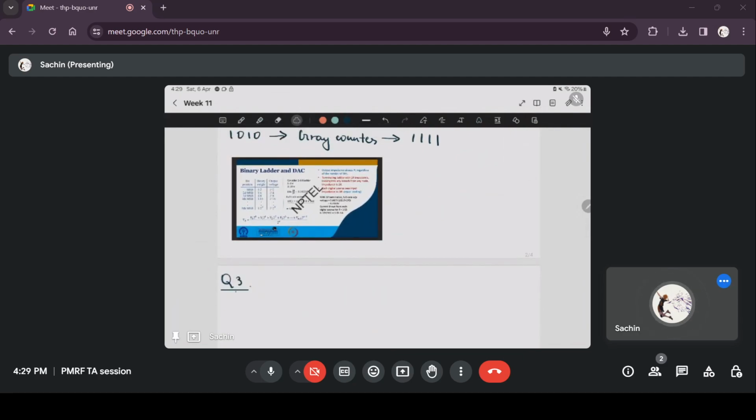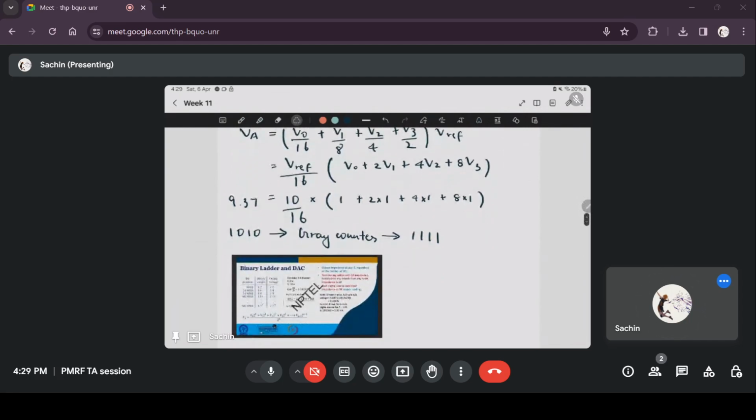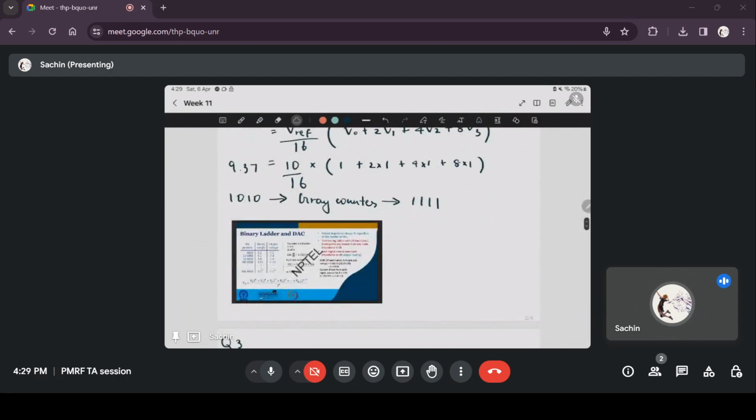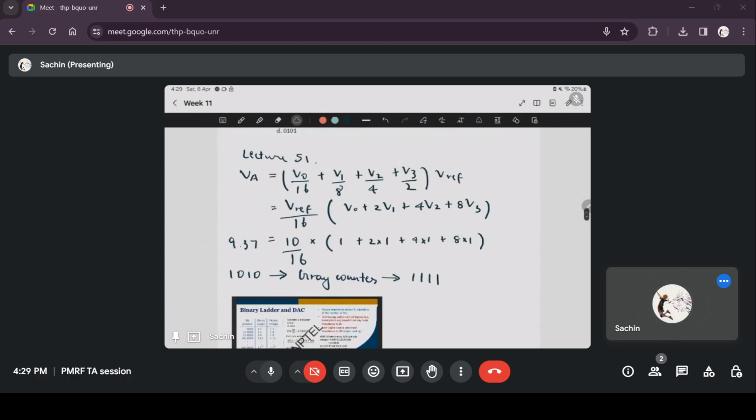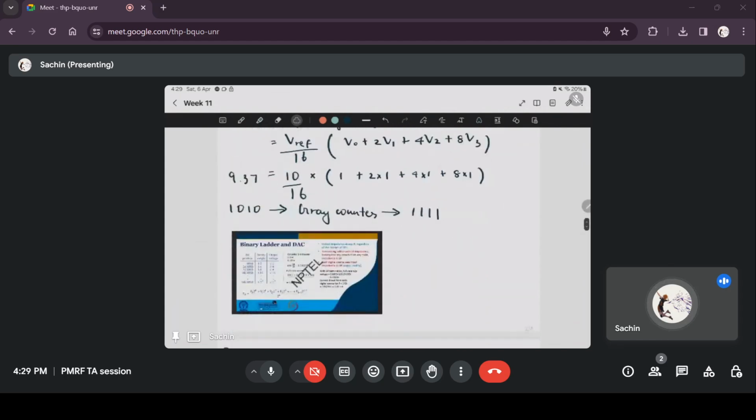That slide is the reference to solve question 2. VA is V0 into 2 power 0 plus V1 into 2 power 1 plus V2 into 2 square, etc., up to Vn minus 1 2 power n minus 1, the entire thing divided by 2 power n. And the answer was option A, 1010.